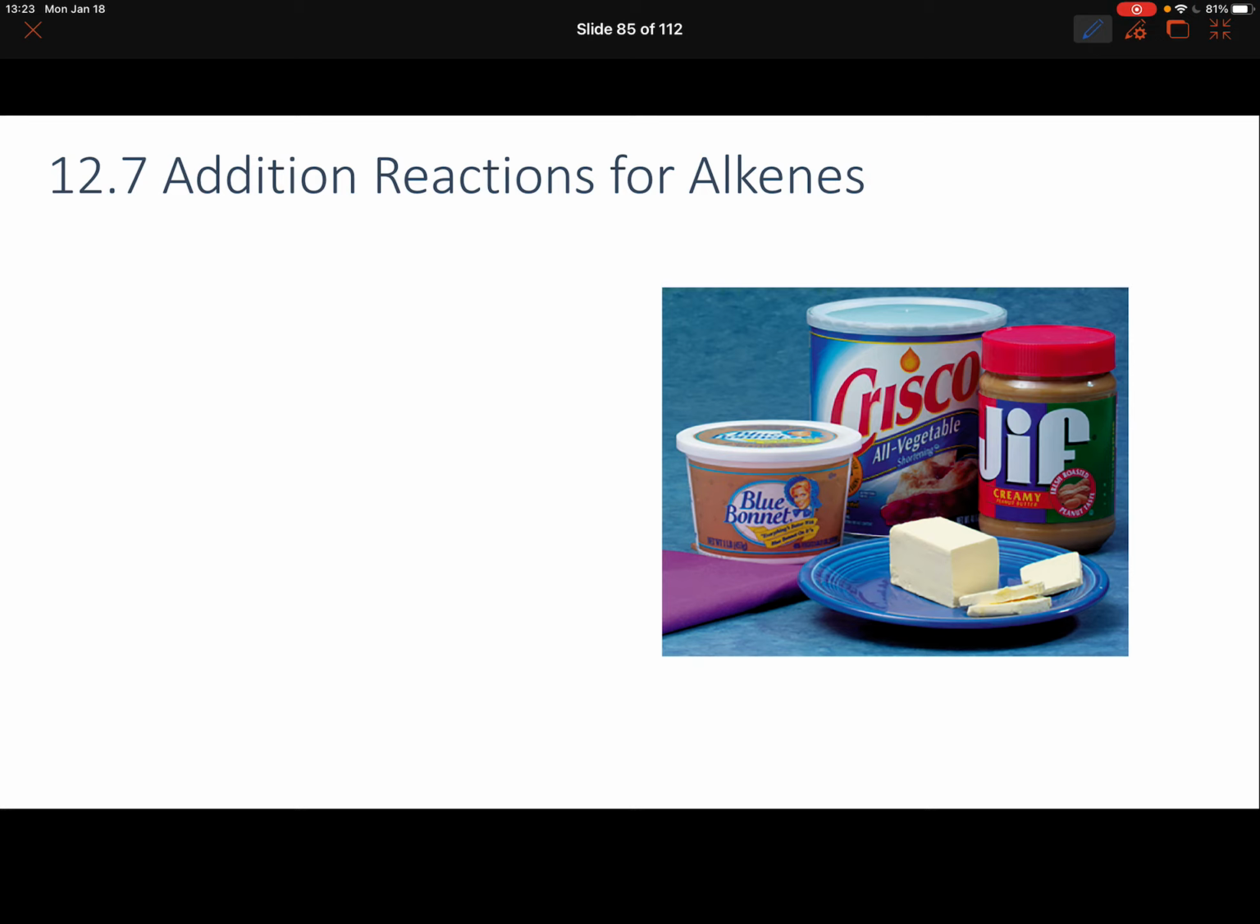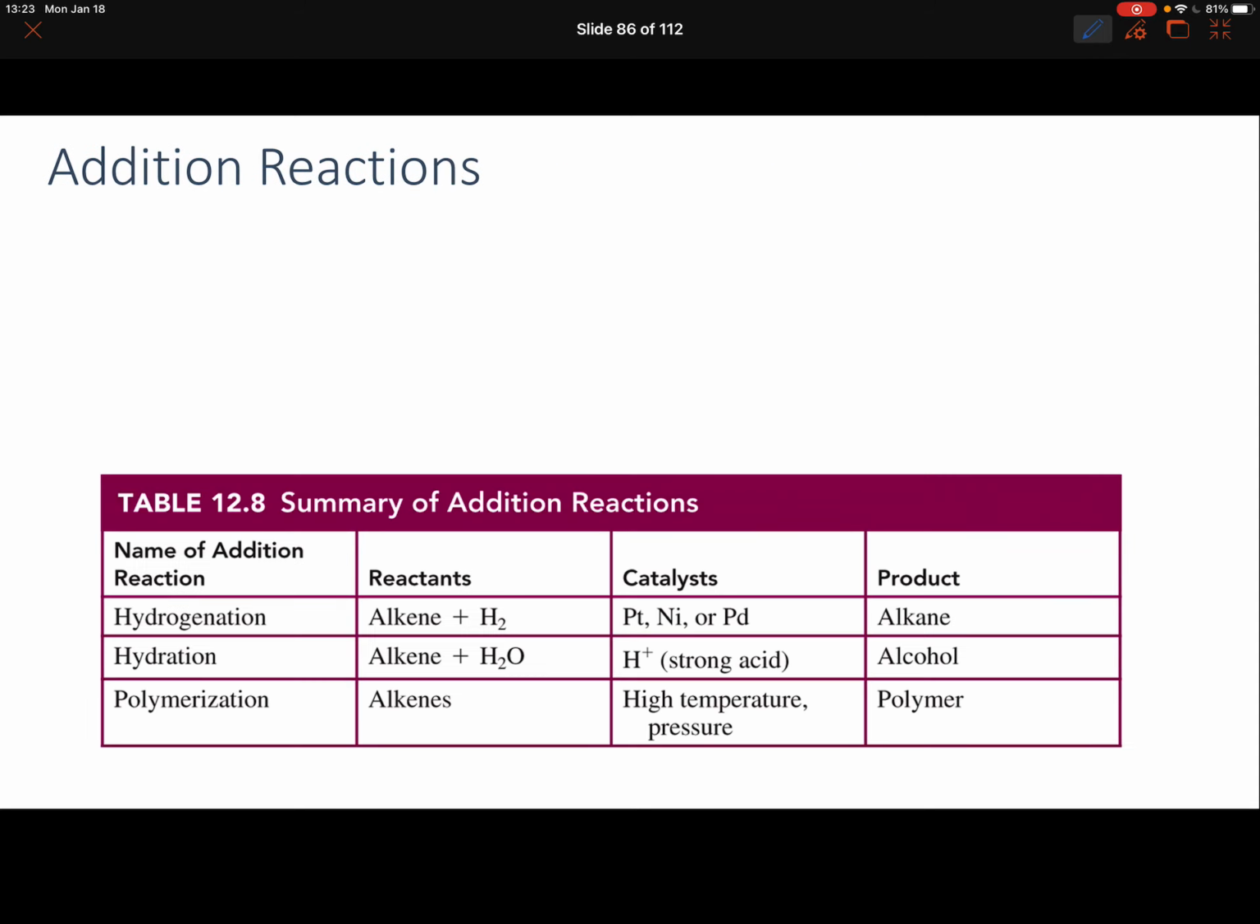So the learning goal for this section is to draw condensed and line angle formulas and write the names of organic products of these addition reactions of alkenes. So let's take a look. Alkenes and alkynes have double and triple bonds. Now these are very reactive and they undergo a few different types of reactions.